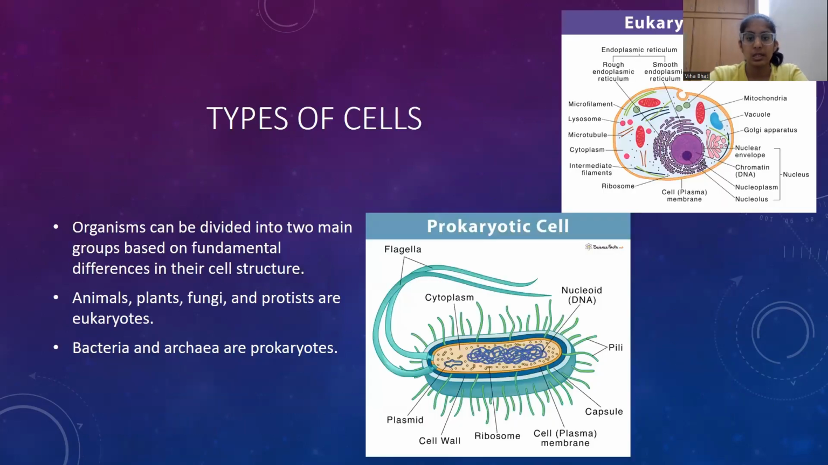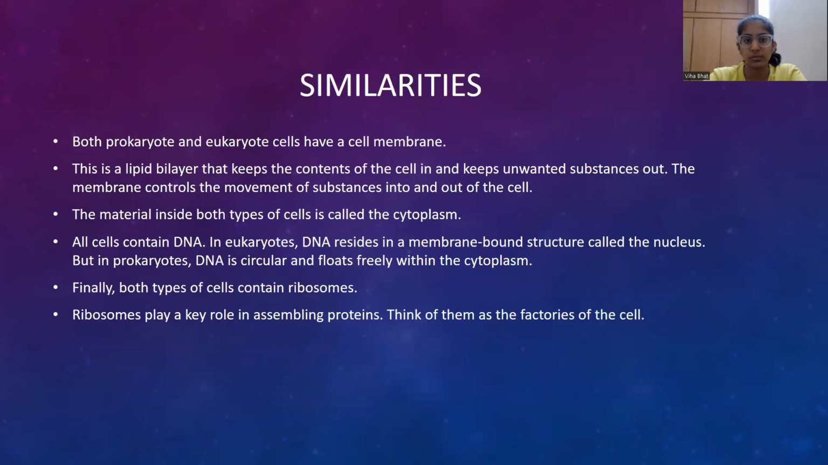Next, we see types of cells. There are two types of cells, namely prokaryotic and eukaryotic cells. Organisms can mainly be divided into two groups based on fundamental differences in their cell structures. Animals, plants, and fungi are eukaryotes, while bacteria and archaea are prokaryotes.